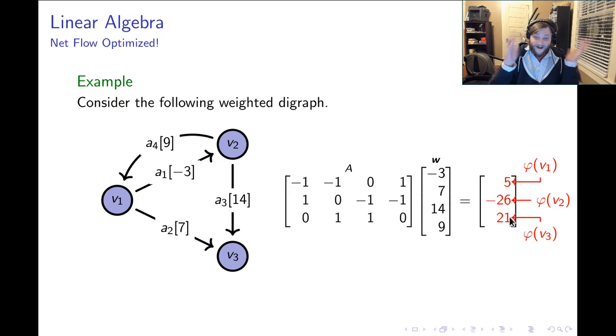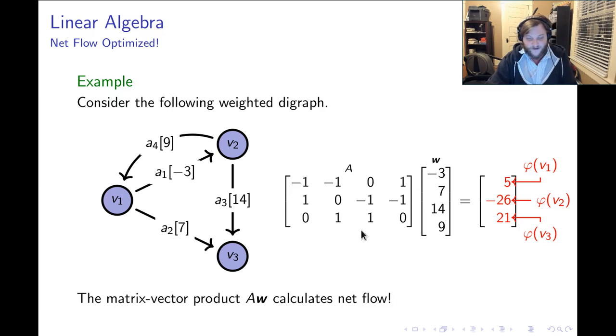So what we're finding in this example is the theory we've set up is actually useful. If we take our incidence matrix and multiply by the weight vector, we automatically calculate all of the net flows through all of the nodes. So those ugly calculations we were doing by hand earlier can be outsourced to a more elegant calculation, A multiplied by the weight vector. So the matrix vector product calculates net flow. That's the punchline here.